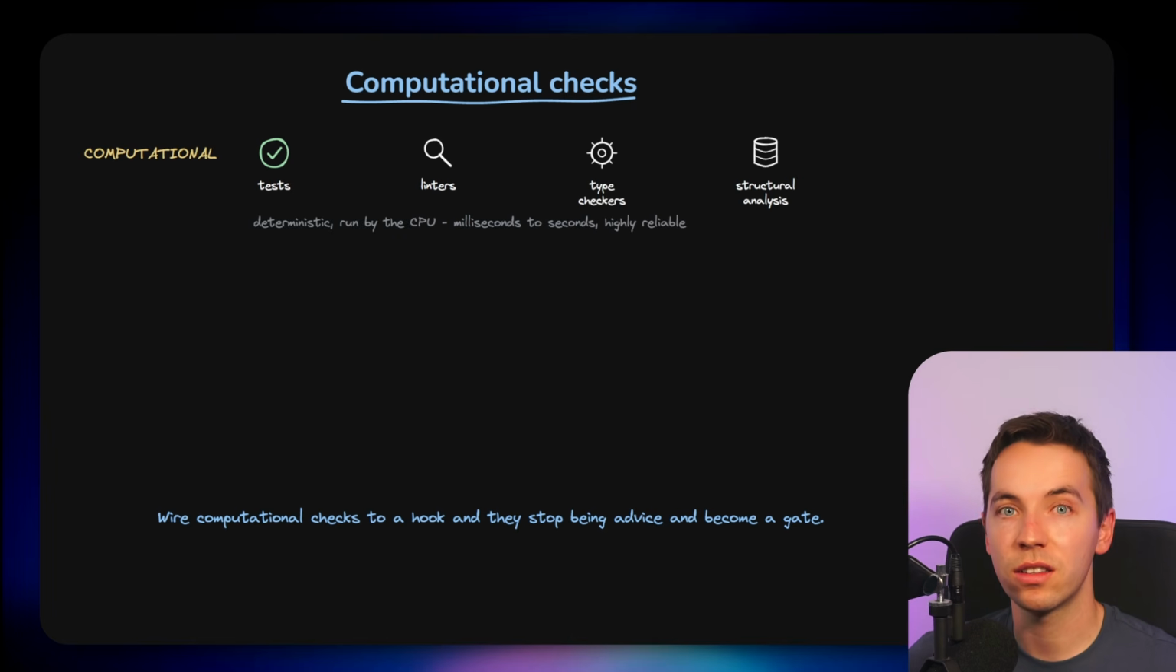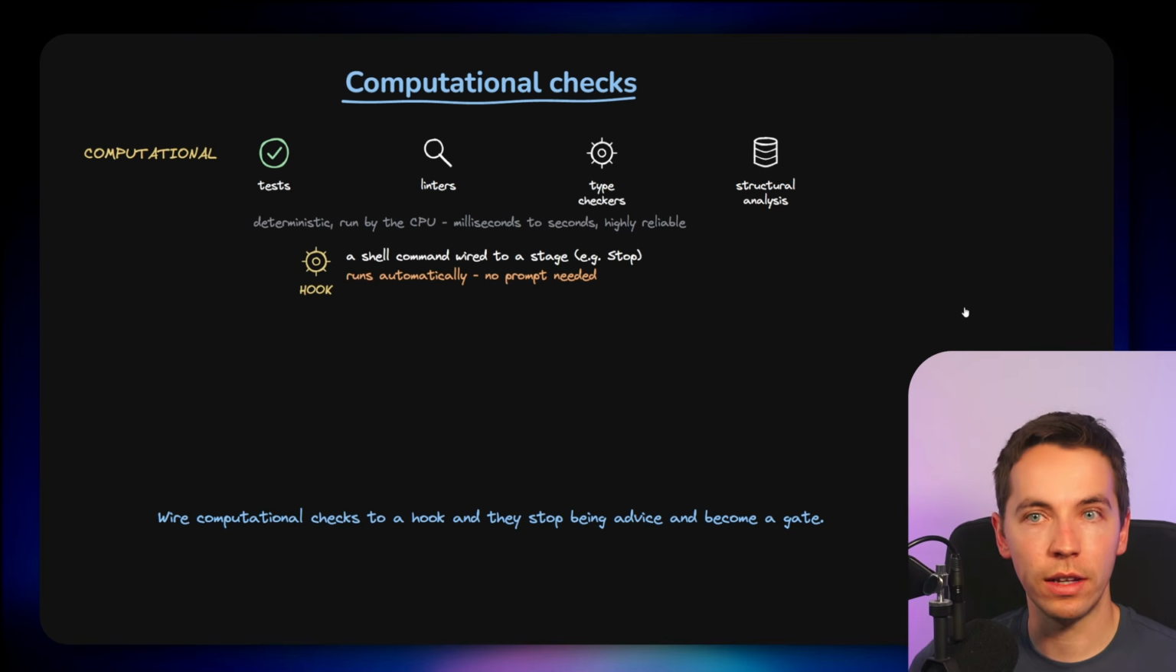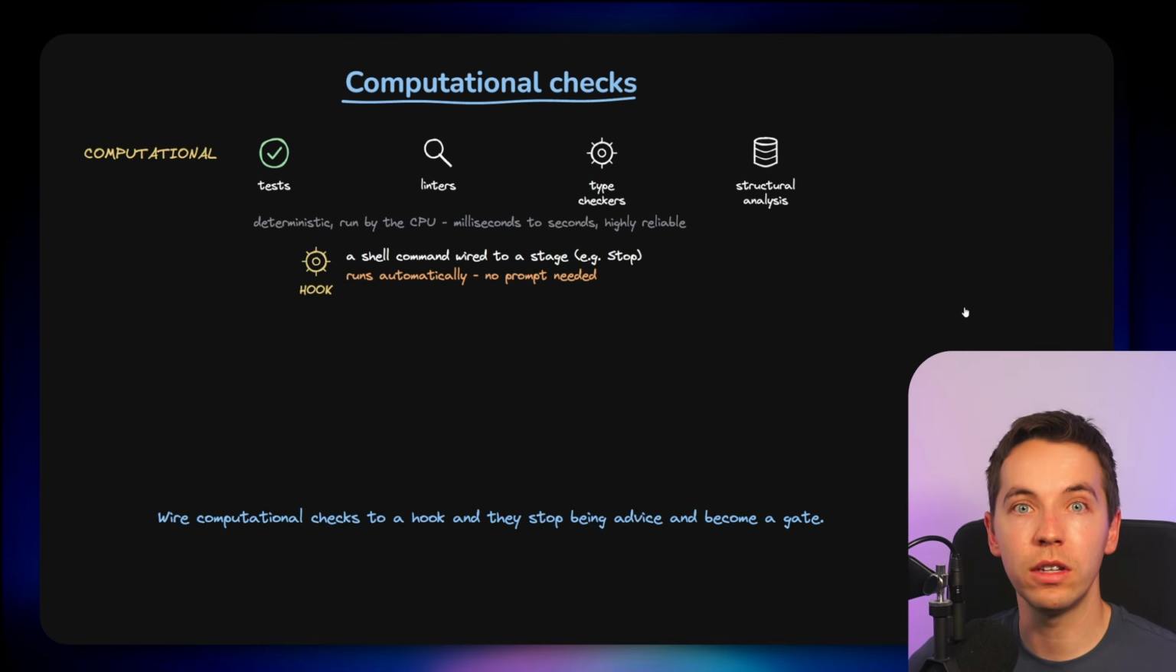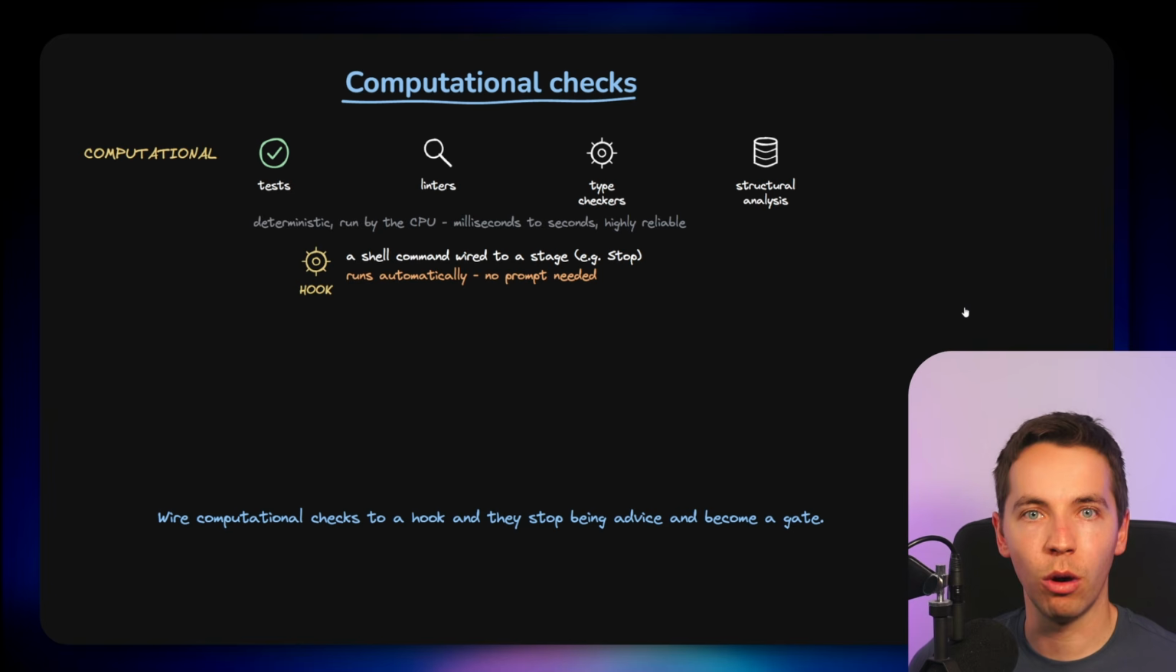So we have things like test suites, linters, type checkers, and structural analysis. These are run in milliseconds to seconds. Results are highly reliable. And importantly, when you have these checks up and running, they can be run automatically using hooks. So you're not relying on your coding agent to just run the tests through prompting.